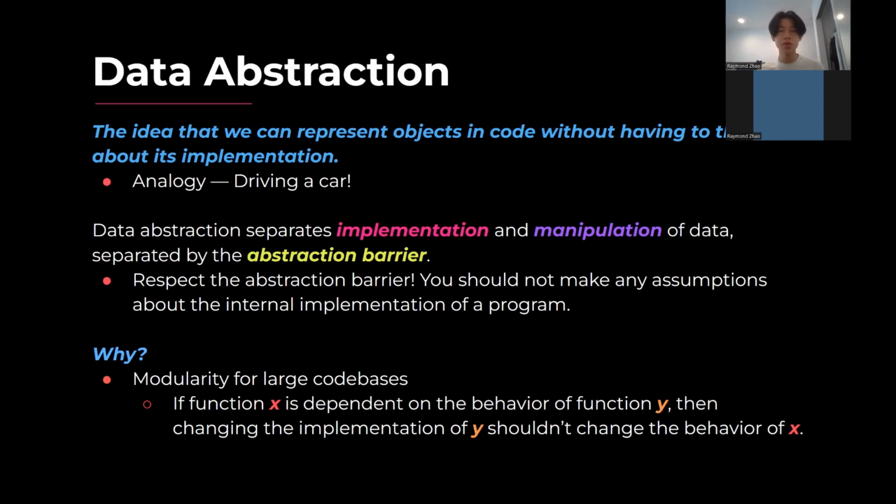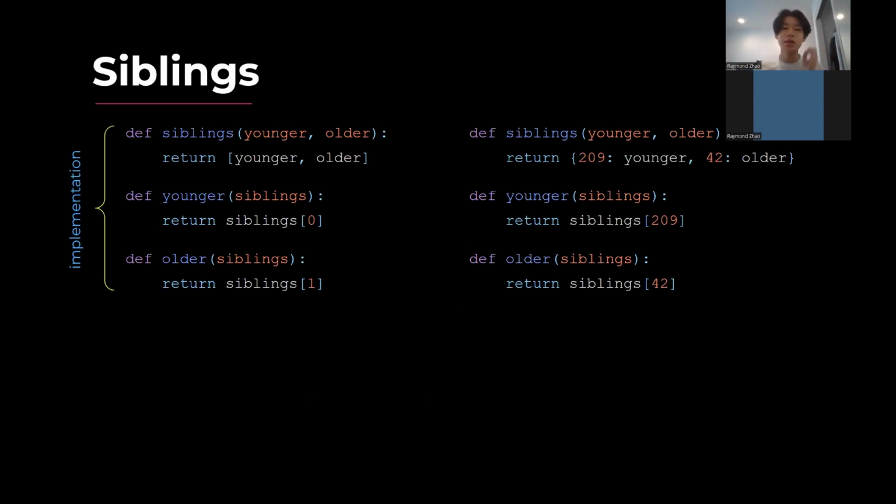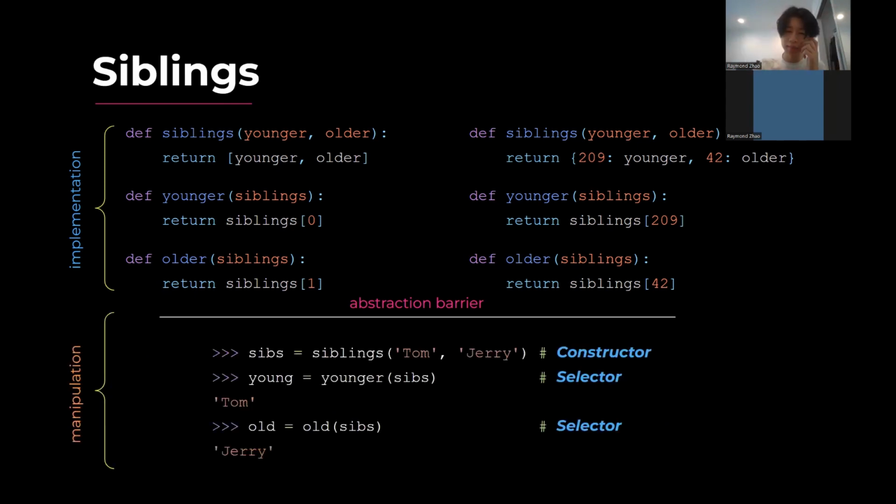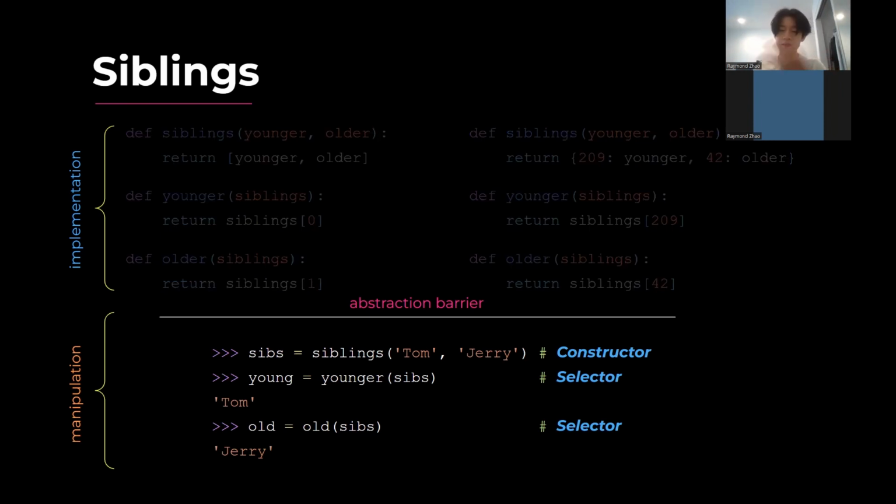And the idea is that now we're going to sort of use code to represent these abstract things like a car, right? So let's say I want to represent siblings. On the left here, I have one implementation, one particular wiring of a car that uses a list. On the right, I have another implementation. This uses a dictionary. And the idea is that I don't care about those implementation details from the perspective of the user, right? That's all hidden away behind the abstraction barrier. I just need to know how to use my constructors and my selectors. So all those details are abstracted away.